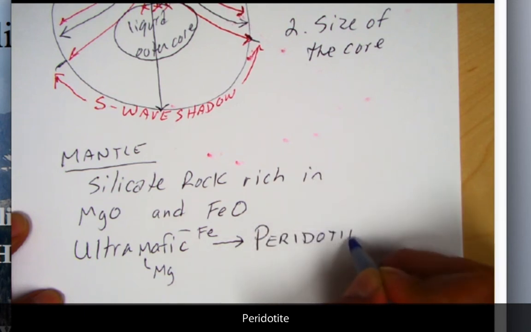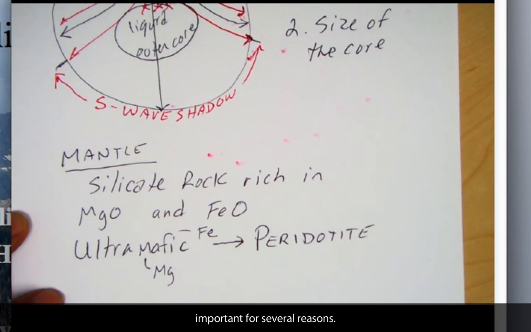Peridotite is important for several reasons. We'll talk more about that later, but it's a rock of the mantle. And that has that density from about 3.3 to about 5.7 grams per centimeter cube.